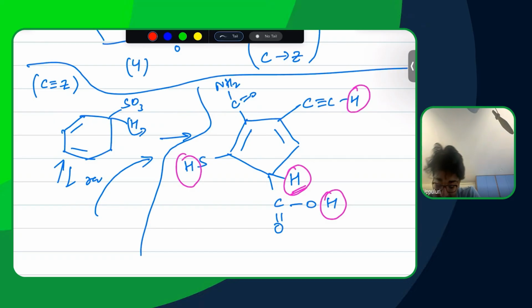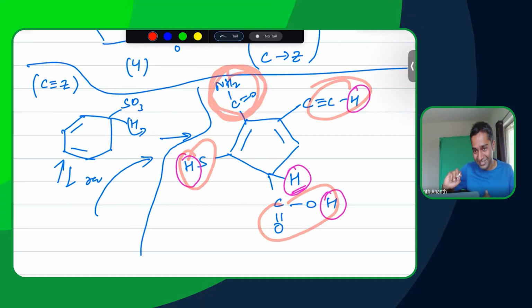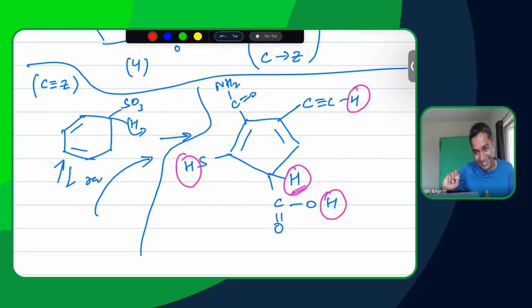I didn't think of the carbanion. All you did was you decided there's an acid derivative, so 2 there, 1 here, 1 here, and 1 here. Yes, sir. Right?